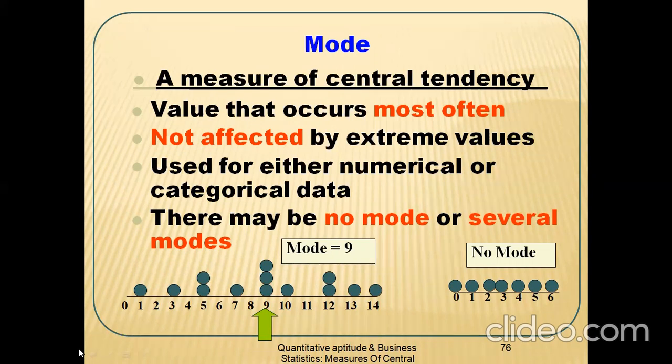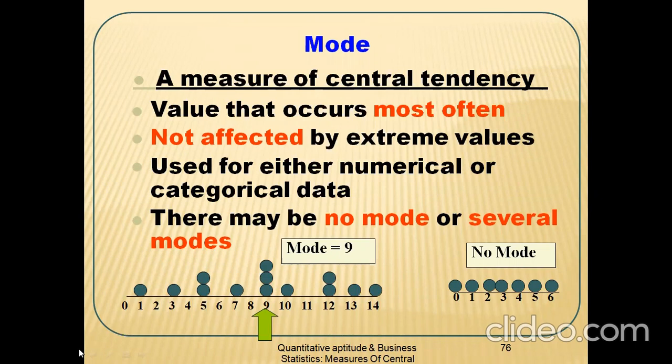Number 9 is the only one repeated for more number of times, because of which we can consider the mode is equal to 9. So in this case, mode is equal to 9. Why? Because 9 is repeated for more number of times. Therefore, mode is equal to 9.